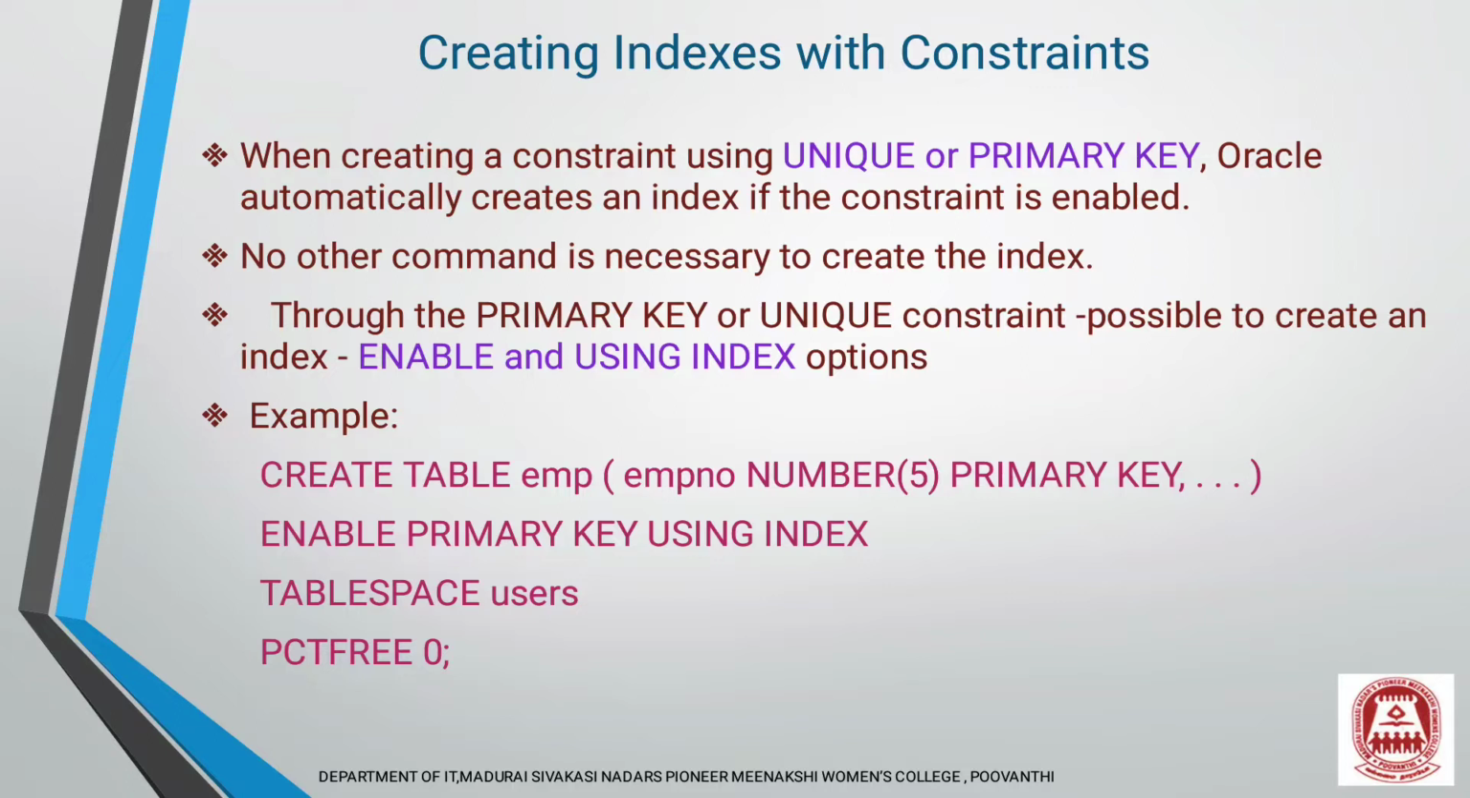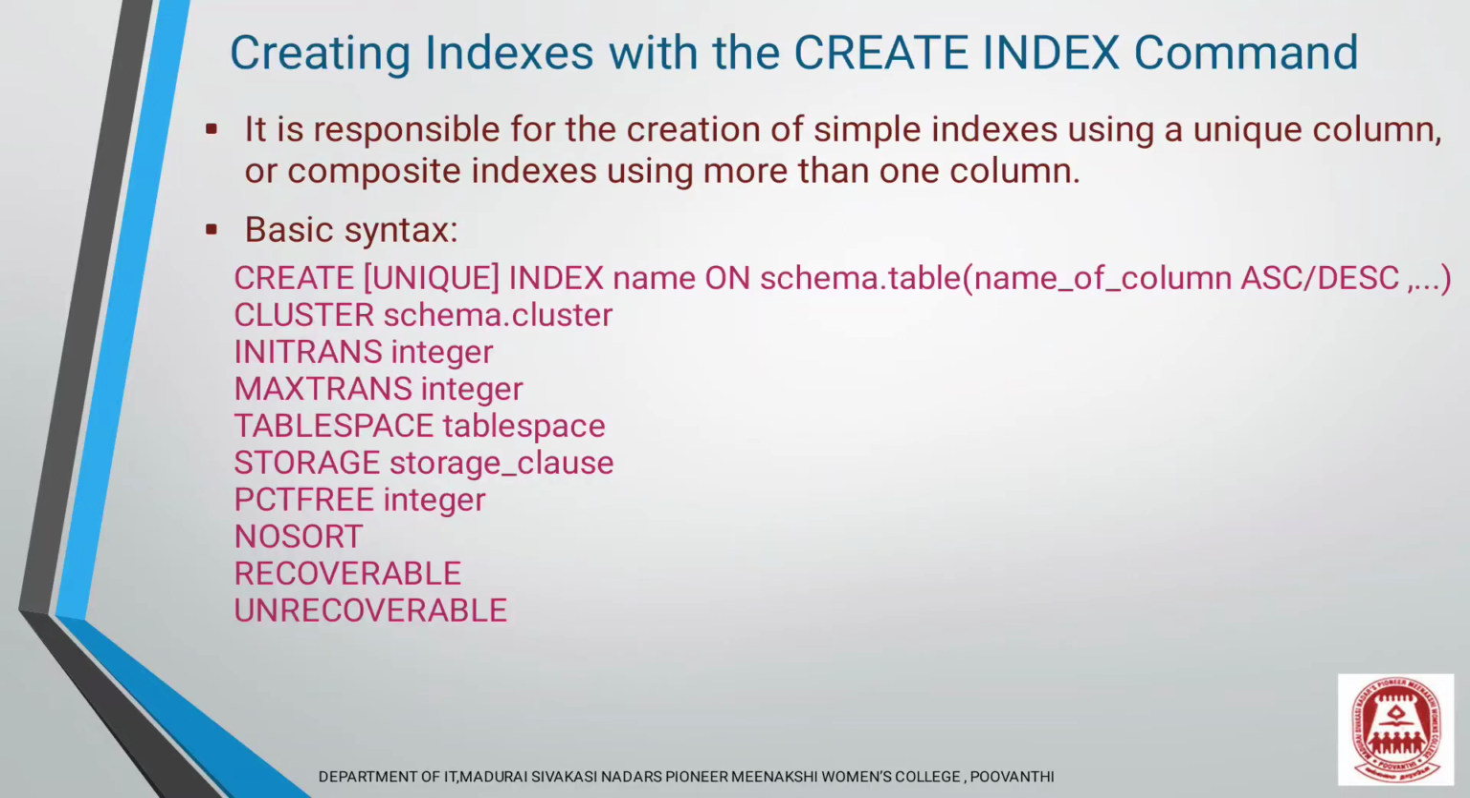Here is an example. Create table, your table name is employee, named as EMP, and the columns listed here as EMP number and so on. And we are adding the keywords ENABLE PRIMARY KEY USING INDEX. Now the index is successfully created. The attributes of the table are as follows: table space and PCT free. So here I have successfully created an index with a primary key or unique key constraint.